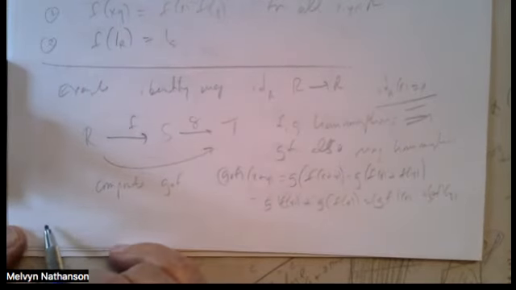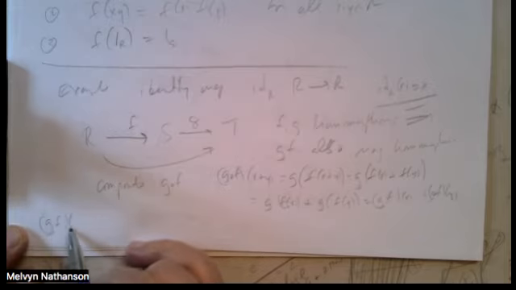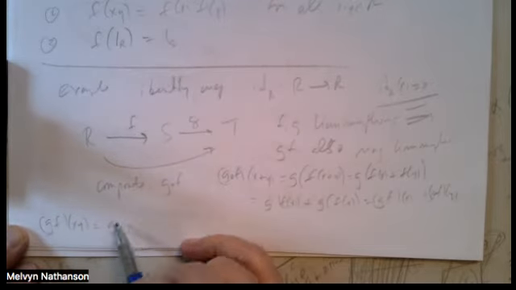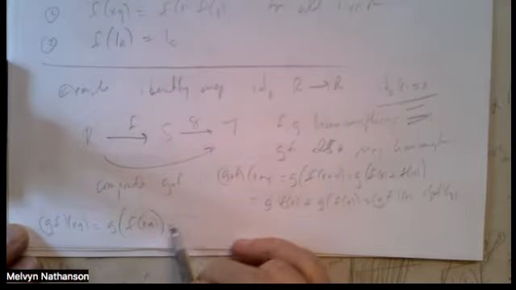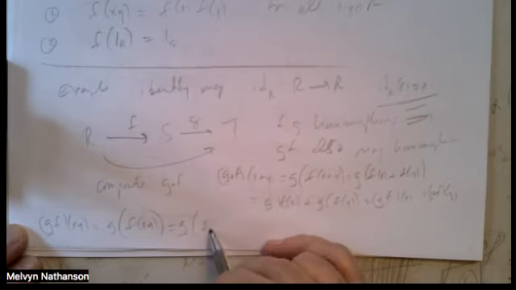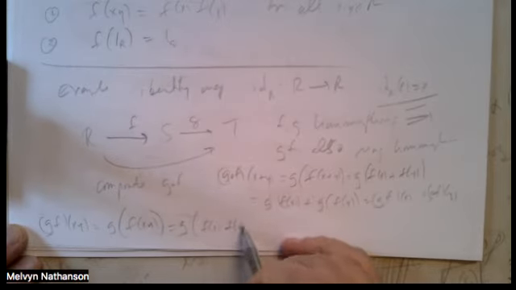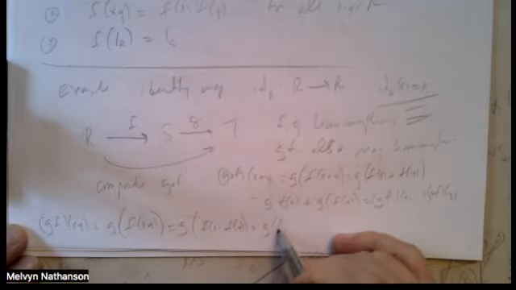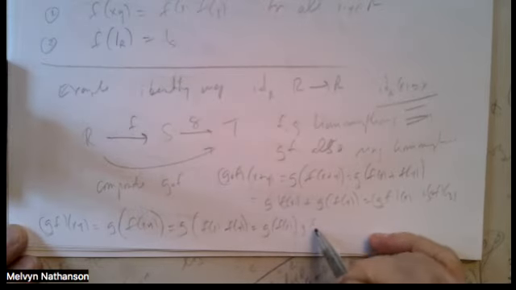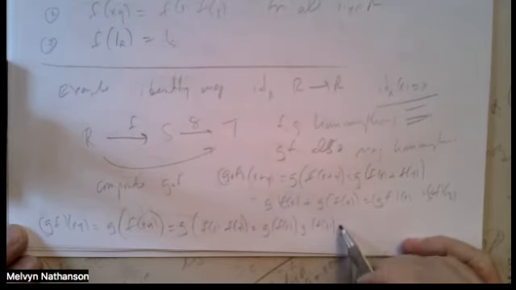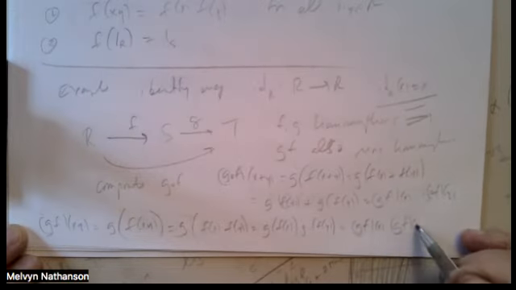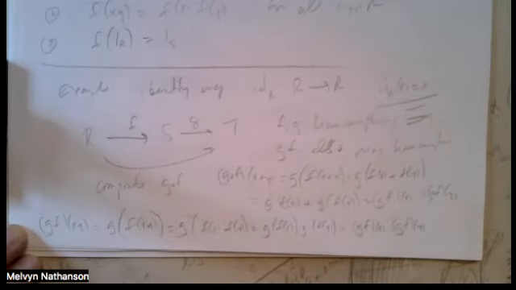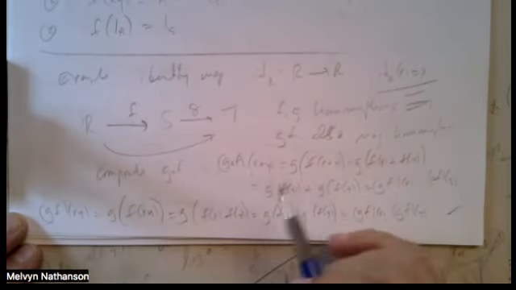And if you want to check multiplication, gf of xy, this is g of f of xy. That's g of f of x times f of y. That's g of f of x, g of f of y. That's gf of x, gf of y. So it satisfies the multiplicative property.